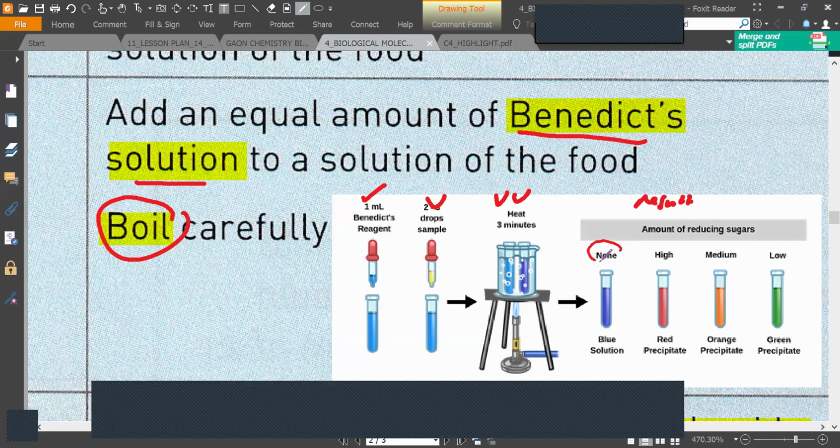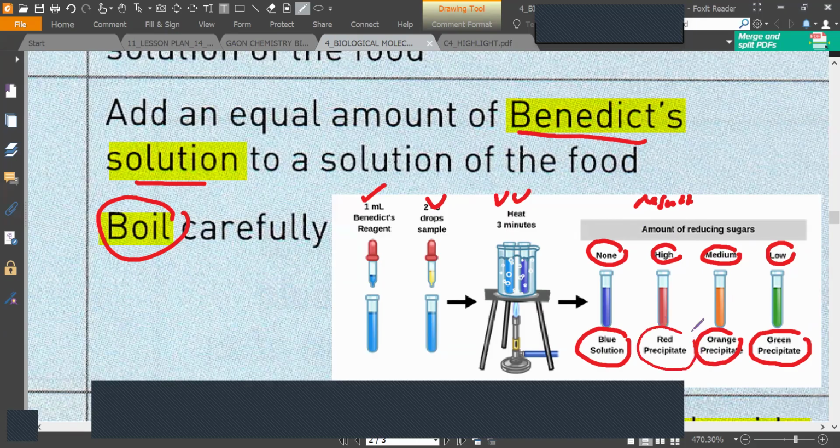So if we have no reducing sugar, it will just remain as blue color. No reducing sugar, no color change, it's just blue color. If we have a little bit of reducing sugar, it will be green color. If we have some reducing sugar, it will be orange color. And if we have lots of reducing sugar, it will turn to red color, red precipitate.